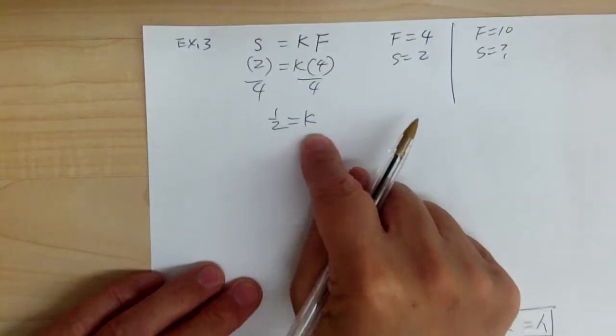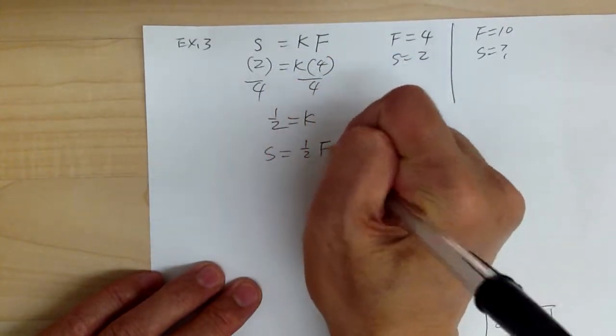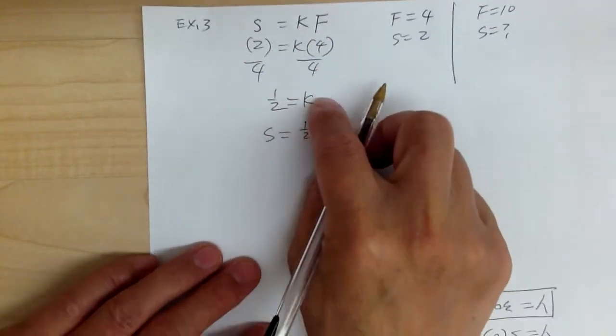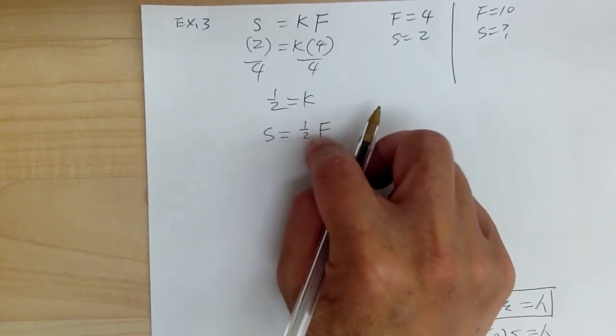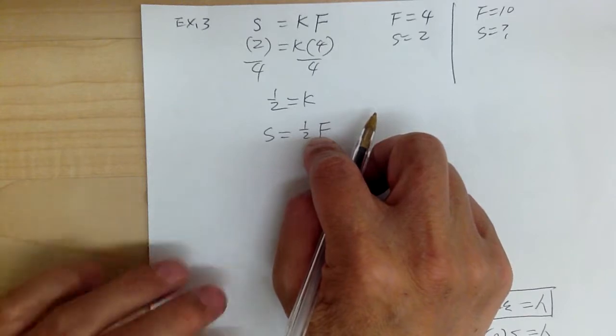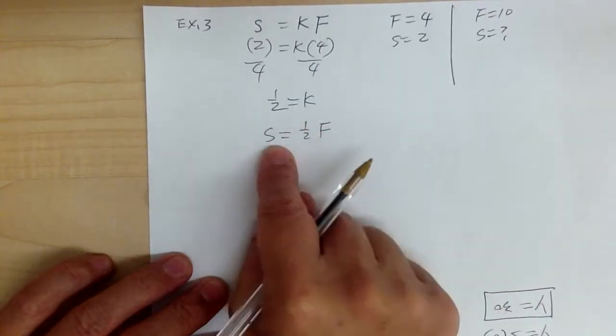So once you find k, you substitute to update your equation. Remember, always update your equation. As soon as you find k, it should be automatic. You should be able to substitute to update your equation right away. Again, it should become automatic. So once you update your equation, then you can use that equation to solve.